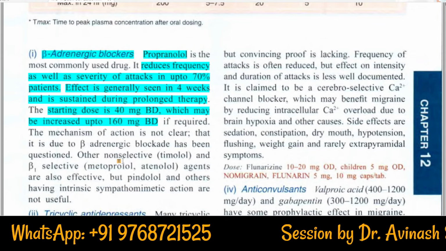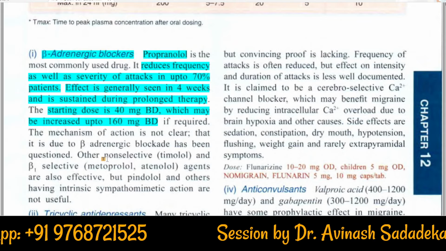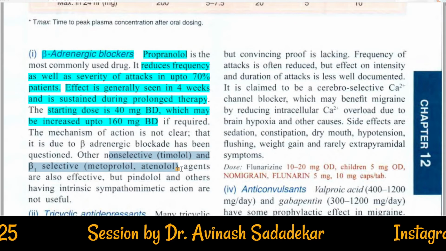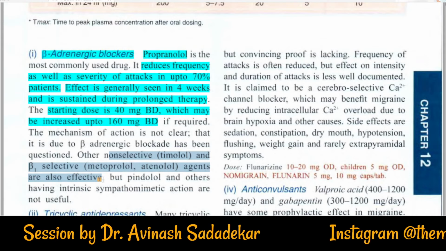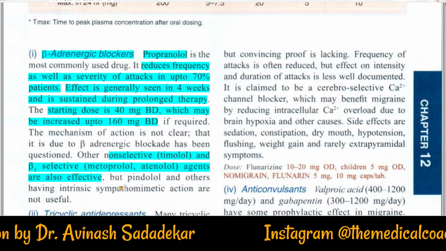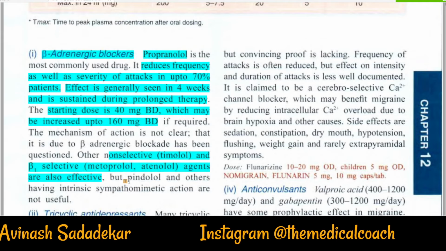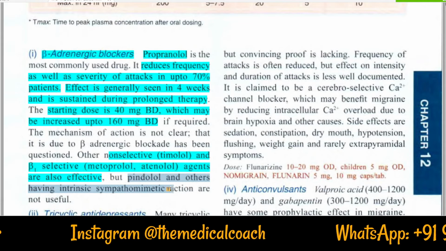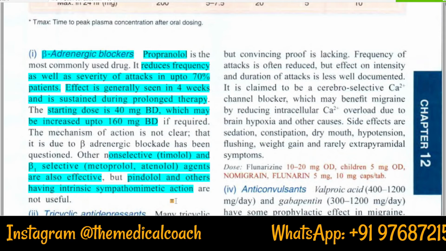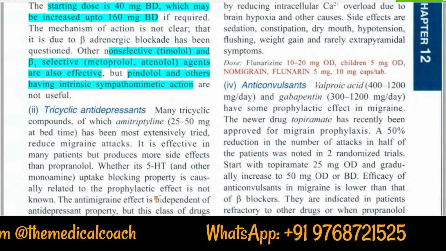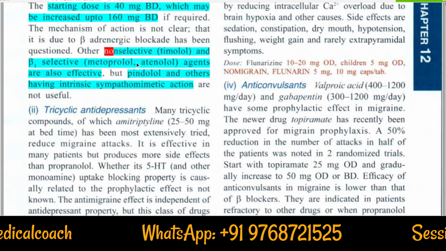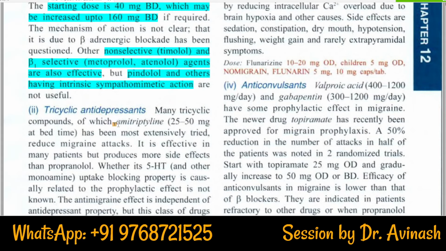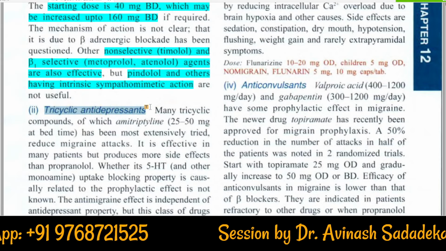There are other non-selective beta blockers such as timolol, and beta 1 selective metoprolol and atenolol, which are also effective. But if you recall from your autonomic nervous system, there are medicines like pindolol which have intrinsic sympathomimetic action. They're not at all useful. So give propranolol, timolol, metoprolol, atenolol. These are effective ones. Second category is antidepressant.